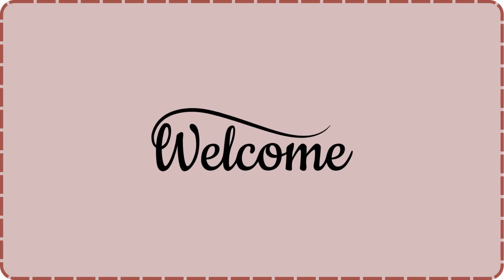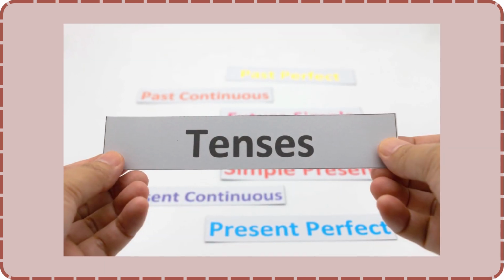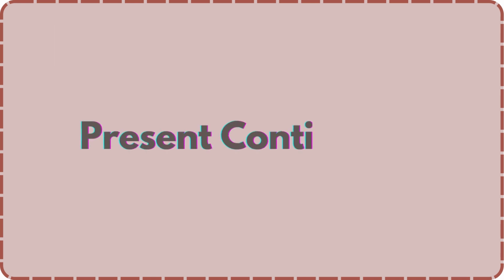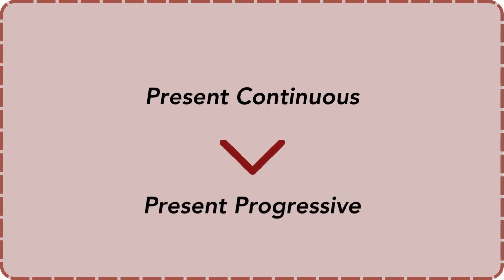Welcome to our channel. Today, we embark on a journey to unravel one of the most dynamic and versatile tenses in the English language, the present continuous. The present continuous tense, also known as the present progressive tense, is used to describe actions that are happening at the moment of speaking or actions that are currently in progress.